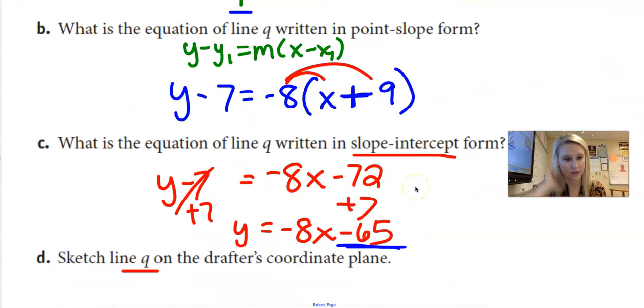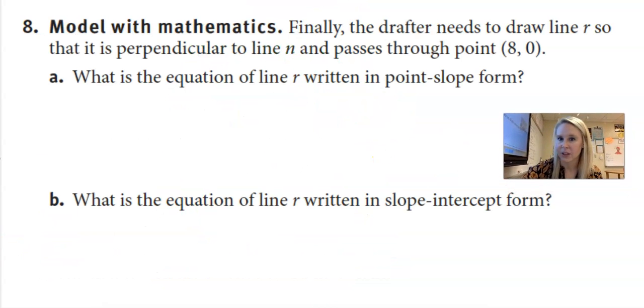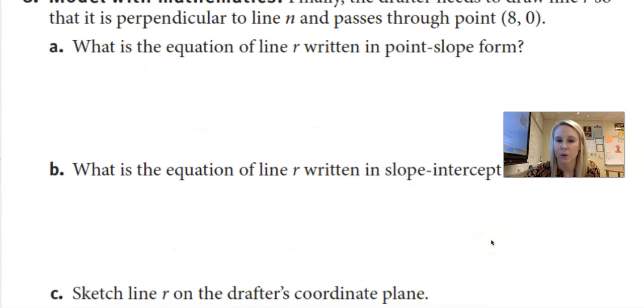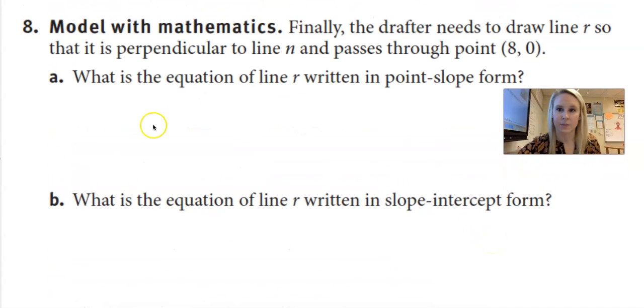All right, so let me know if you have any questions on that. I'm actually going to let y'all try one now. So y'all are going to try E. So the last line would be line R. You're going to draw me a line that is perpendicular to N, passing through the point (8, 0). So see if you can write it in point slope form, slope intercept form, and then graph the final line. Okay, so very similar to what we just did. Press pause, try that one.